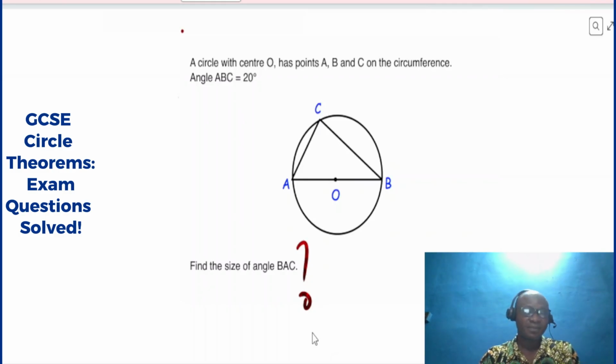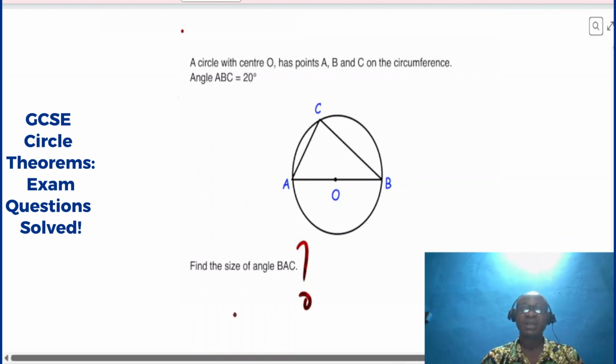Angles in a semicircle are 90 degrees, so C would be 90 degrees. Excellent. That is it. You can see it. Remember that question we did today where I told you no value was given. But what will give you the answer is knowing the theorems, isn't it? Yes. That is similar to this question now that we picked.